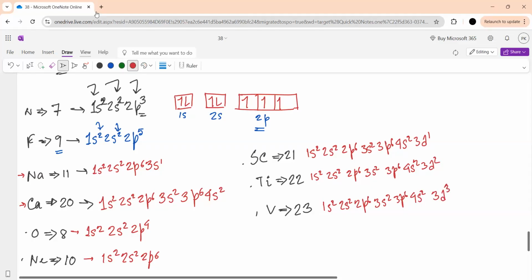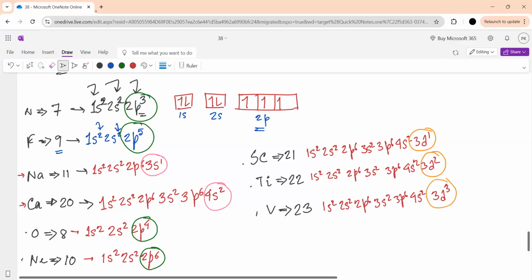Now, one thing you notice: for nitrogen, phosphorus, the last orbital that we call the valence orbital is p, right? For nitrogen it's p, oxygen it's p, neon it's p. Similarly, for sodium the last orbital is s, and for scandium it's d, titanium it's d, vanadium it's d, right?